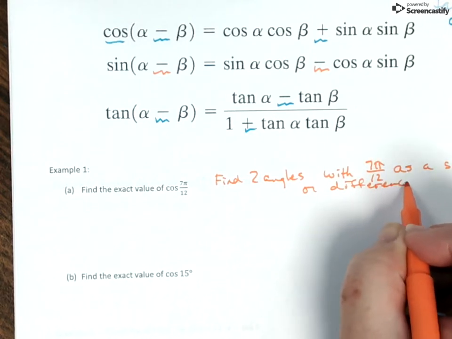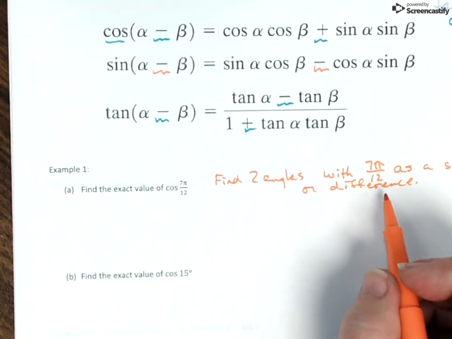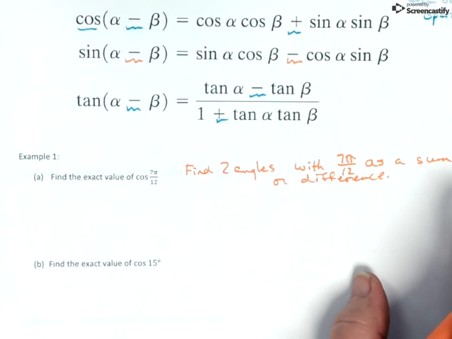Now you're looking at your unit circle and you're going, well, I don't have any 12ths on my unit circle. And you're right, you don't.